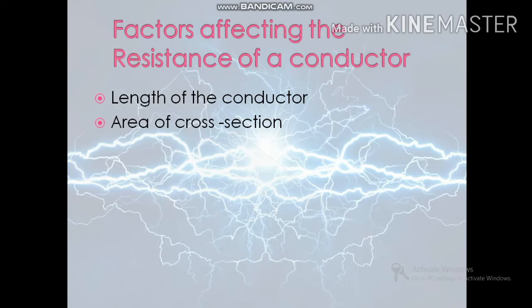Since the resistance of a wire is inversely proportional to its area of cross section, when the area of cross section of a wire is doubled, its resistance gets halved, and if the area of cross section is halved, then its resistance will get doubled. That means if area of cross section doubles, then resistance will be halved, and if resistance doubles, then area of cross section will be halved. This means that a thick wire has less resistance and a thin wire has more resistance.